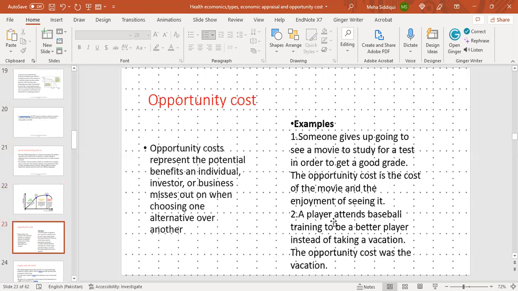Opportunity cost. Opportunity cost represents the potential benefits an individual, investor, or business misses out on when choosing one alternative over another. For example, these are two examples to clear up this concept. First, someone gives up going to see a movie to study for a test in order to get a good grade. So the opportunity cost is the cost of the movie and the enjoyment of seeing it. Then comes the second example, in which a player attends baseball training to be a better player instead of taking a vacation. So here the opportunity cost was the vacation. We will discuss the opportunity cost in detail later.